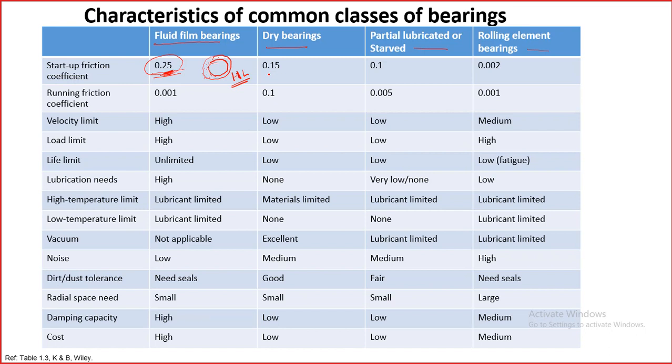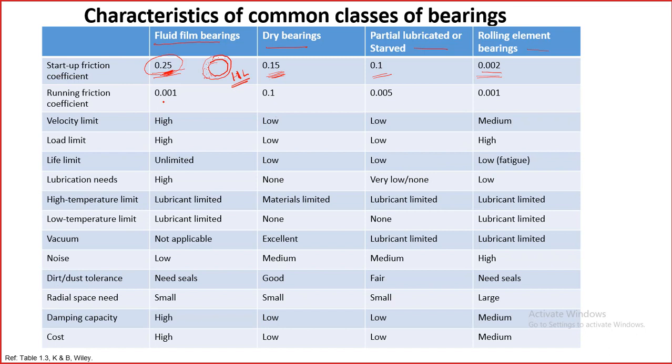Dry bearings, of course, do not work on hydrodynamic lubrication, so they will start with high friction, 0.15. Partially lubricated, also high friction, 0.1. But rolling element bearings start with a very low coefficient of friction, 0.002. So this is the best advantage of rolling element bearings.